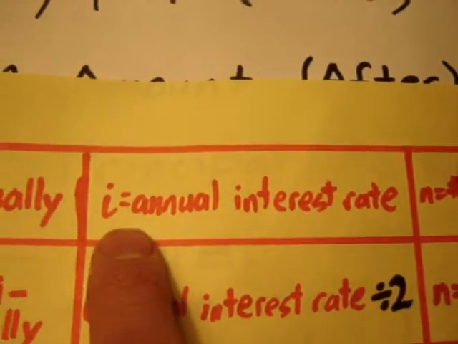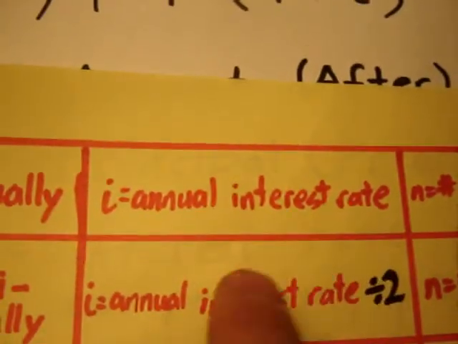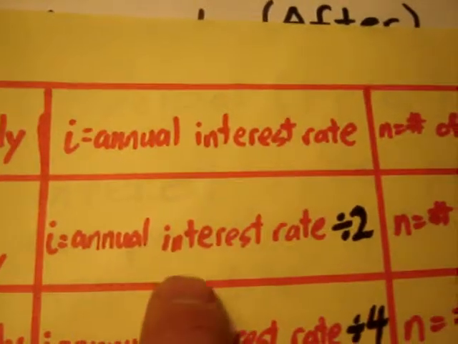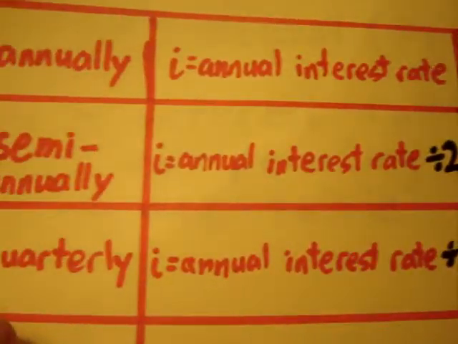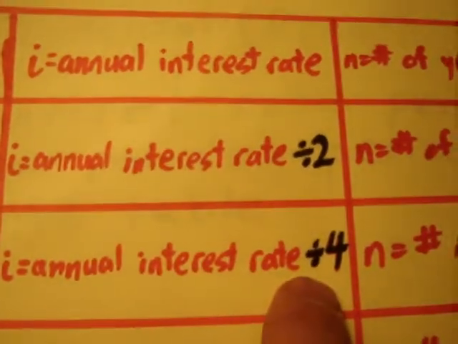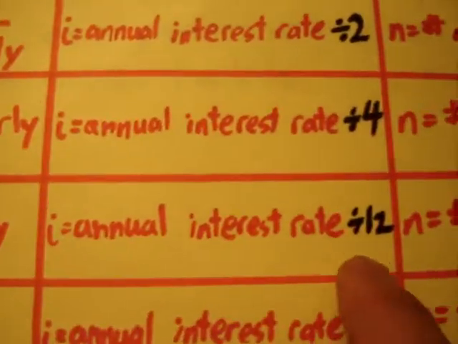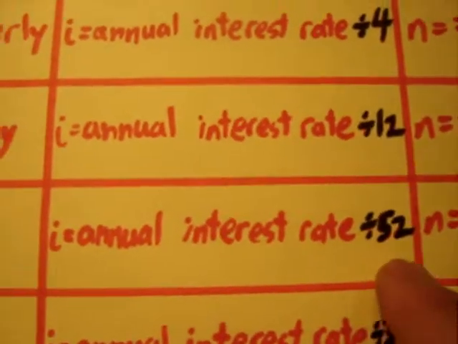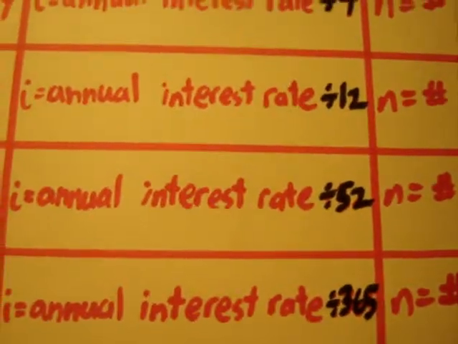So if we're talking about an annual compounding of interest, little letter i will equal the annual interest rate. If we're talking about a semi-annual compounding of interest, little letter i will equal the annual interest rate divided by 2, and so on. If we're talking about quarterly, little letter i is the annual interest rate divided by 4. If it's a monthly compounding, we divide by 12. If it's a weekly compounding, we divide by 52, because there are 52 weeks in a year. And finally, if it's daily, we divide by 365.